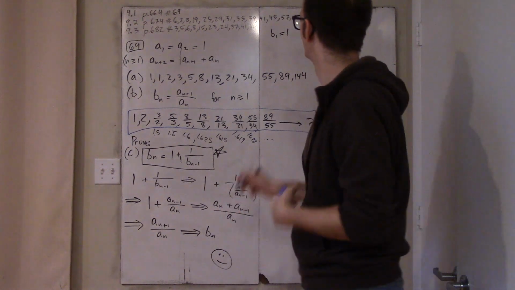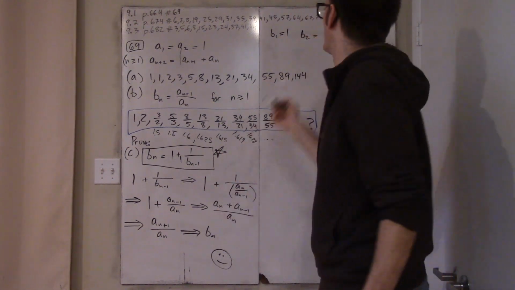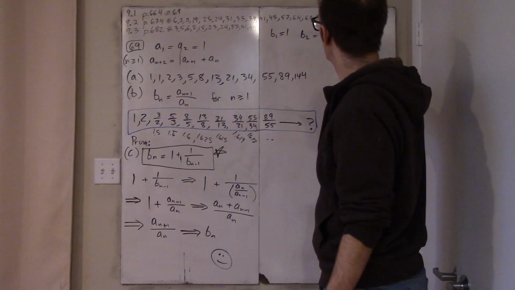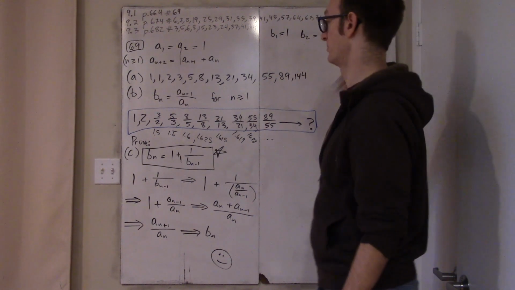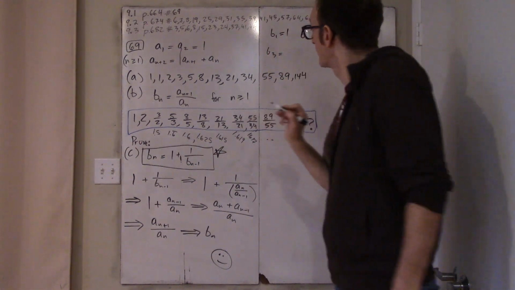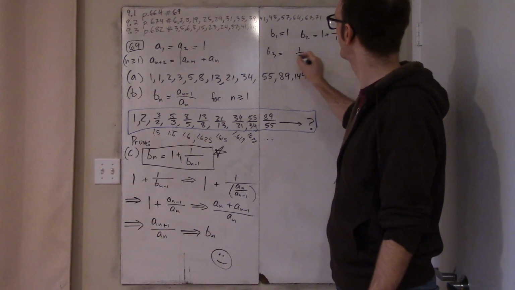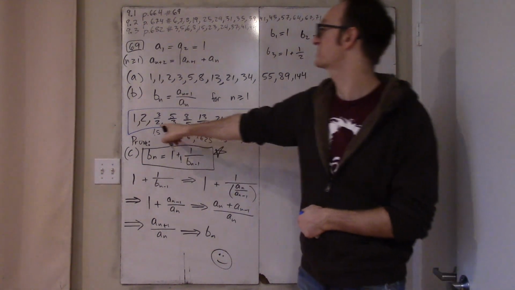So b1 is 1, and then to calculate subsequent terms, I just take the previous term, reciprocate, and add 1. So b sub 2 would be reciprocate, add 1. So it would be 1 over 1 plus 1, which is of course just 2. That's what we got. Okay, what's b sub 3? B sub 3 would be reciprocate, add 1. So take the reciprocal of 2 and add 1. And now we get 3 halves, of course, which is the next one.